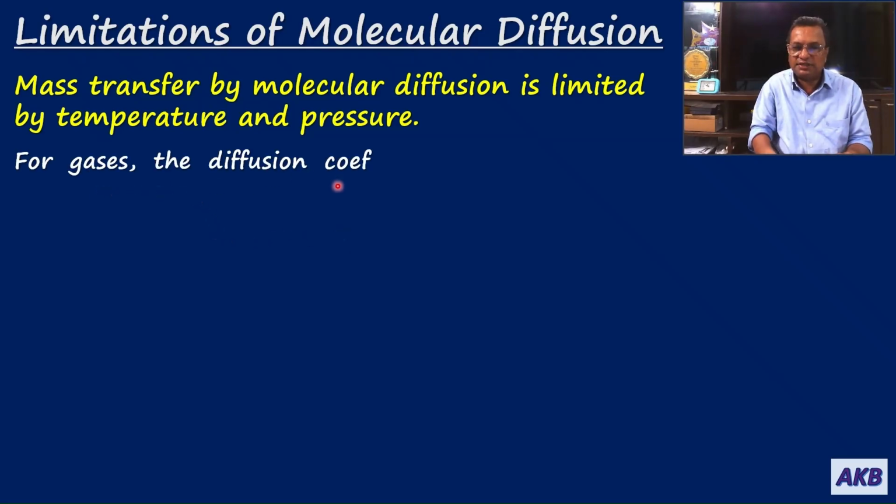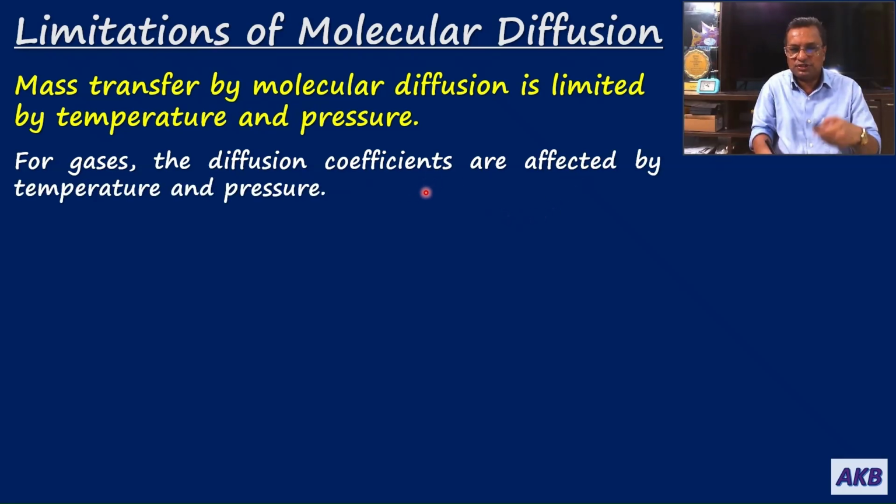So for gases, the diffusion coefficients, which describe the ability of the substance to get transferred by molecular diffusion, are affected by temperature and pressure. Diffusion coefficients for gases are directly proportional to T raised to some power, and they are inversely proportional to pressure. I have discussed this in my discussion on diffusion coefficients.